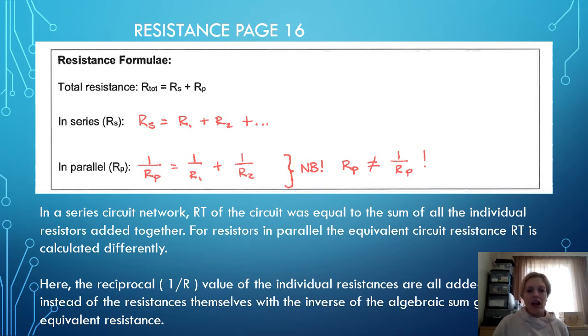And then if I had a combination circuit, so a combination circuit is that of series and parallel, I would take those two values and I would add them together. And that would be my total resistance. The next slide I'm going to show you is an example of putting these formulas in practice, and then you guys are going to actually do page 17 and 18 by yourselves. All right.